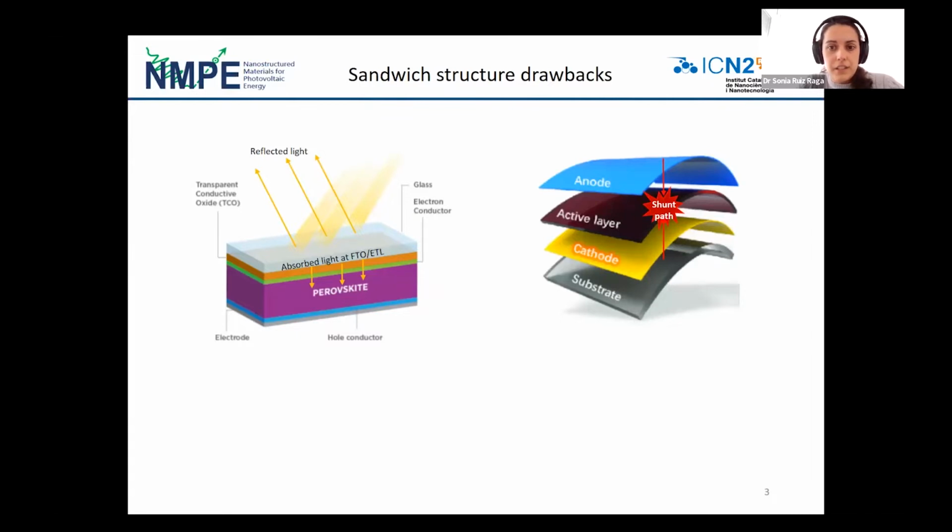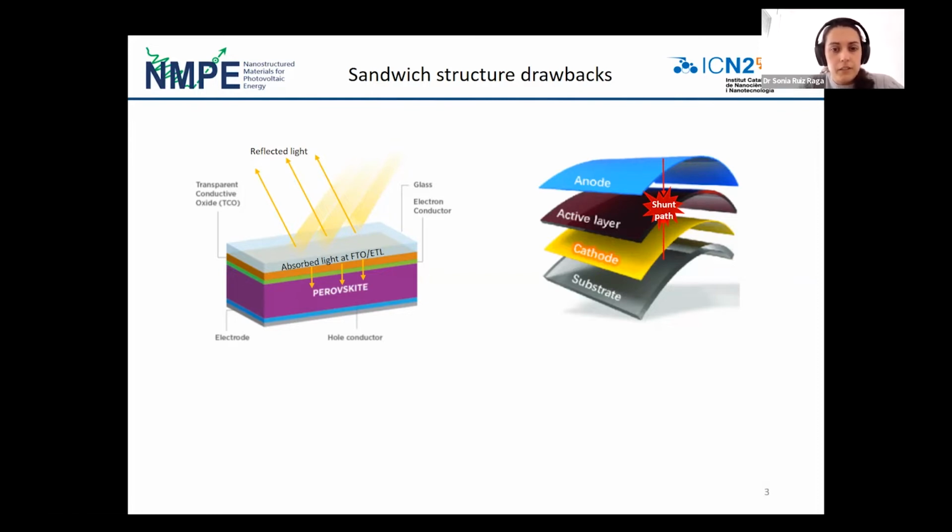And the sandwich structure has an intrinsic loss in the maximum achievable photocurrent that is caused by the parasitic absorption of the glass, the transparent conductive oxide, the FTO, and also the selective contact of choice that are in front of the perovskite film. In addition, the sandwich structure is very sensitive to any defects in the film processing, in a way that any pinhole in the layers or in the perovskite film will short circuit the anode and cathode and cause charge losses by shunt paths.